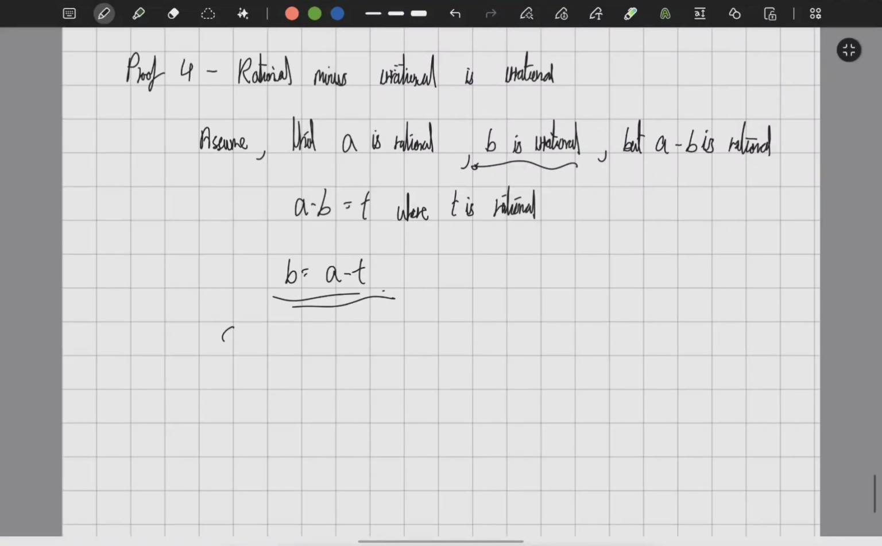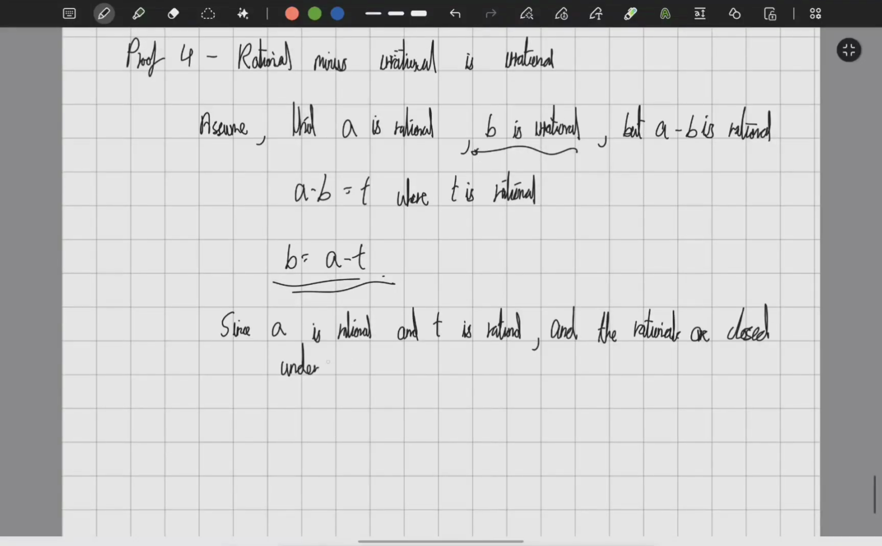since a is rational and t is rational, and then I can say a little statement which you can say to show that you know what you're talking about. And rationals are closed under subtraction. That means a rational minus another rational will always be a rational under subtraction. A minus t must be rational.